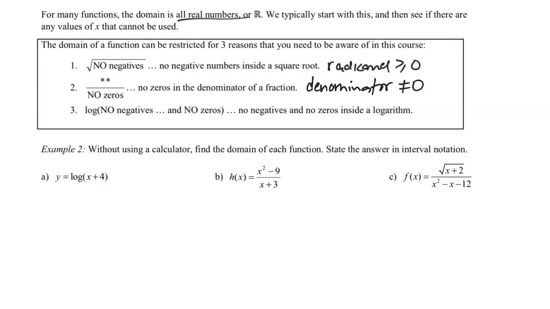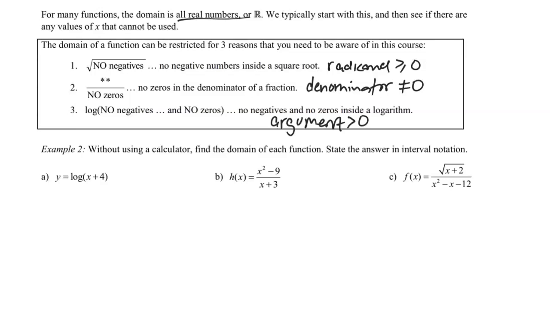And then thirdly, we cannot take the log of a negative number, and we cannot take the log of 0. So that means when we have a logarithm, any type of logarithm, whether it's a natural log or a common log or any other sort of logarithm, we cannot take the log of a negative or 0. So that means we're going to have to take the argument, which is what we call the piece that's inside the parentheses, and it's going to have to be strictly greater than 0. So these are the 3 restrictions that we're on the lookout for.